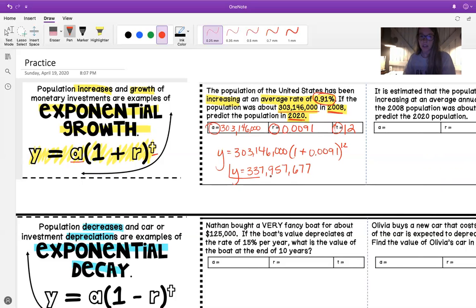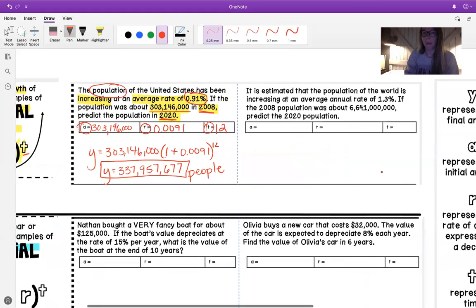So what the heck does that number mean? Well, Y is going to tell us what that exponential growth is. It's going to tell us their prediction of what the population would be in 2020 based off of what the population is now and how quickly it's increasing. So they think it's going to be almost 338 million people in 2020 in the United States. Okay, so let's go look at the next one.